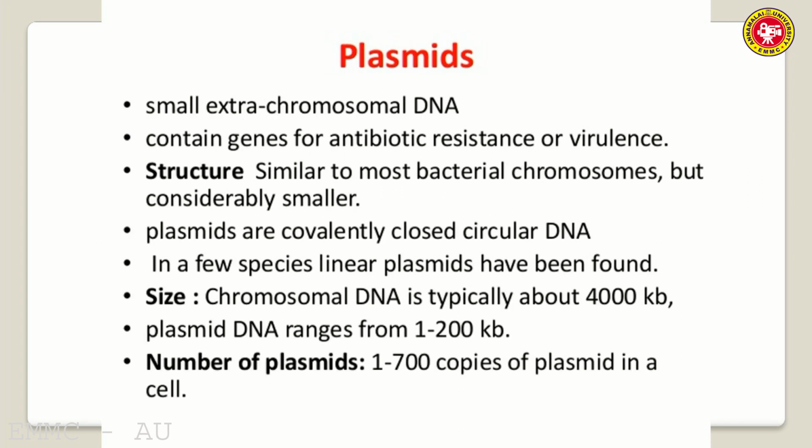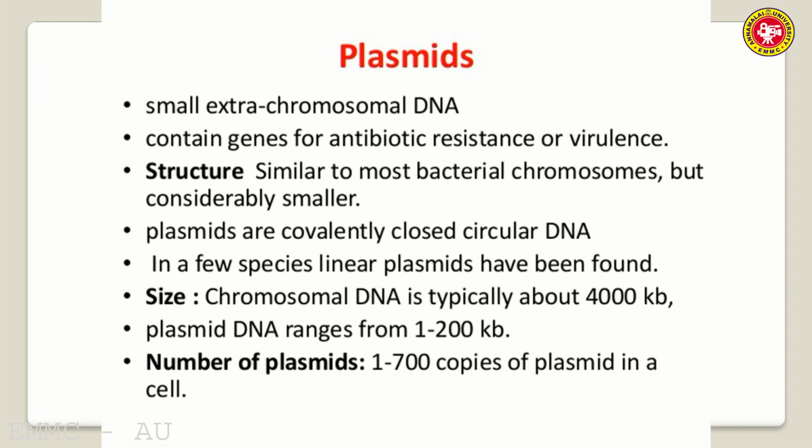Plasmid. The next one is the plasmid. This plasmid is present in the cytoplasm of the bacteria. A plasmid is extrachromosomal DNA and is a closed circular DNA. Plasmids are mostly involved in antibiotic resistance or virulence activity. The plasmid structure is similar to the bacterial chromosome, but considerably smaller. In a few species, linear plasmids have been found.